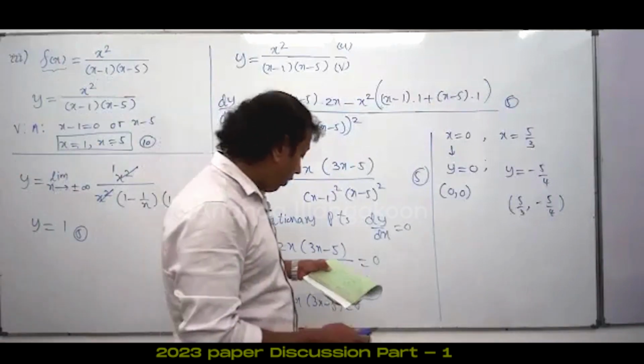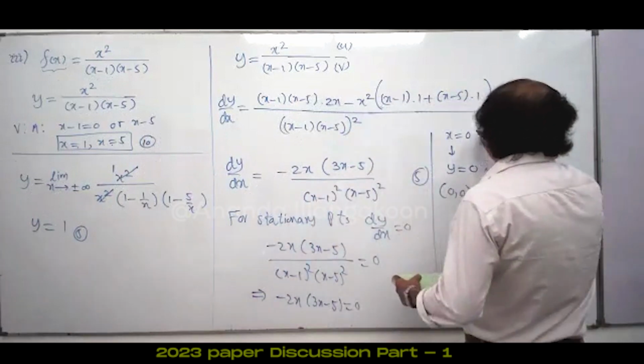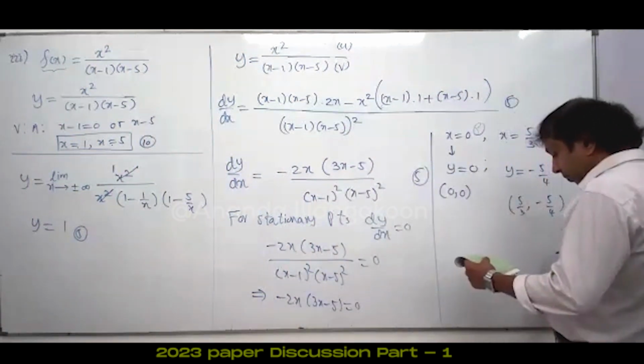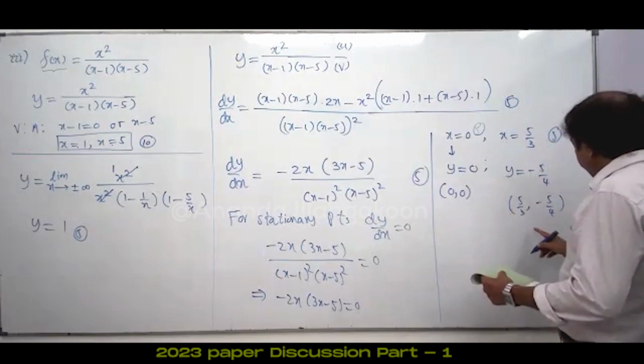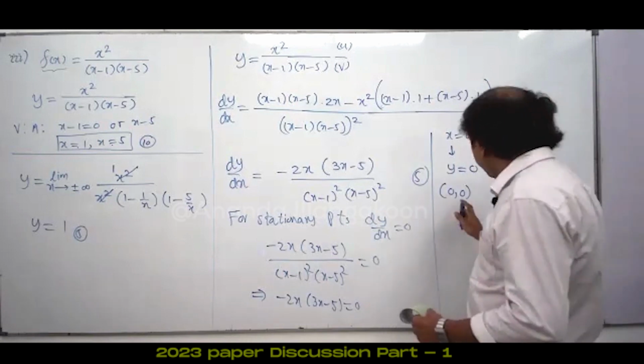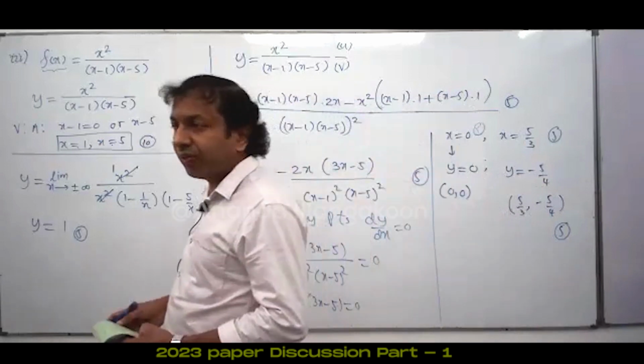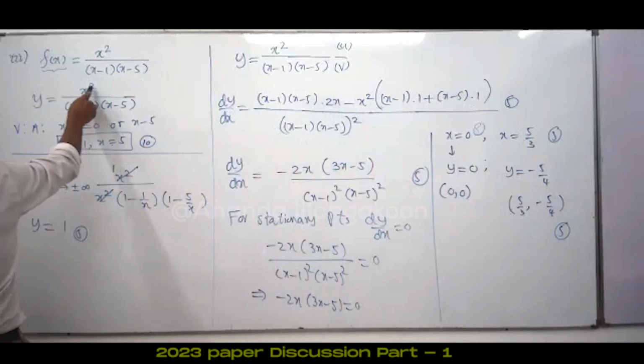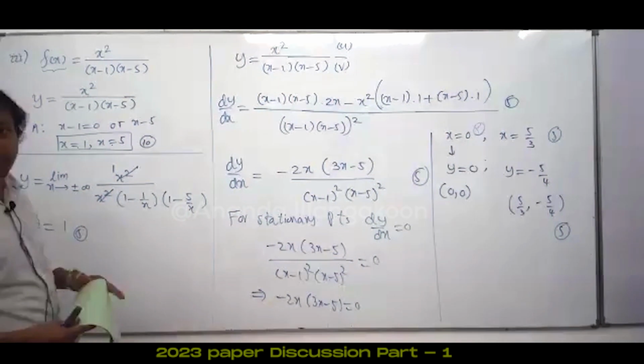Right. Okay. Now stationary points are also found. So therefore, here for this we get 5 marks, and this one 5 marks. For this coordinate 0, 0, 5 marks are not given because putting in x equals 0, very easily we can find y.